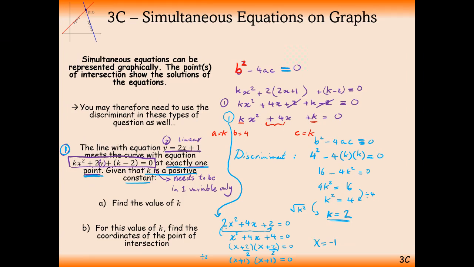So when it's repeated, we know that there's only one intersection point, and that is where x is equal to minus 1. We can figure out y as well with the linear line. Now I'm going to use equation 2 here and say y is 2 open bracket minus 1 plus 1, and minus 2 plus 1 is minus 1. So the coordinate of the intersection point is minus 1, minus 1.